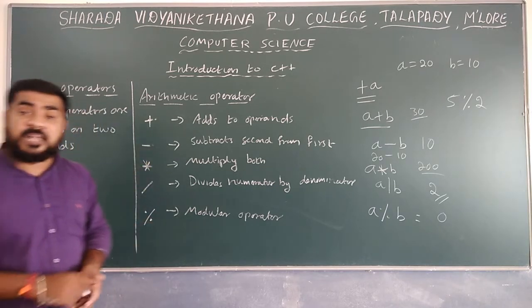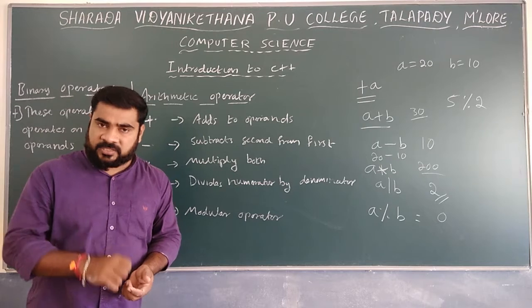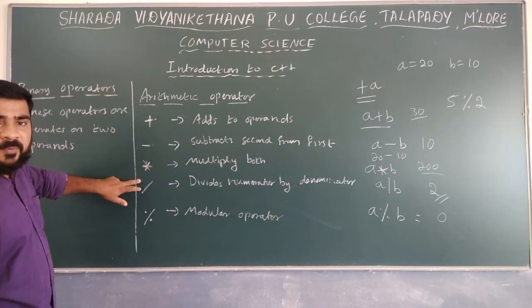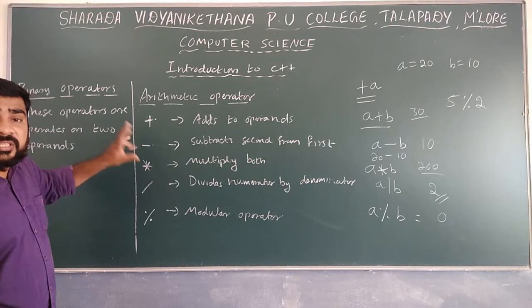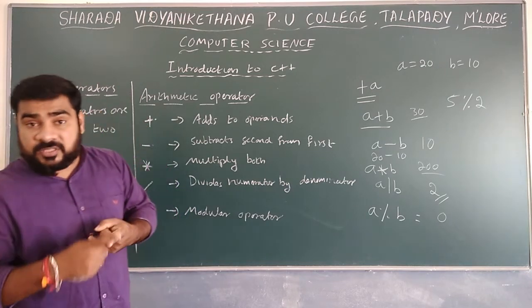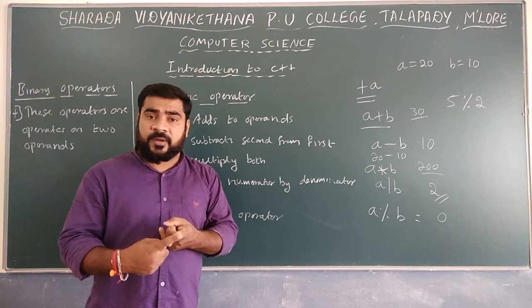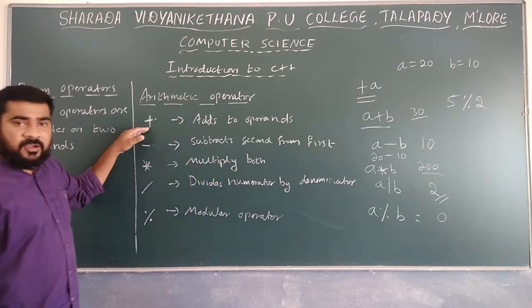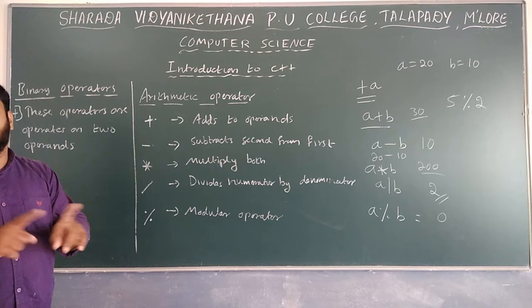So remember, plus, minus and multiplication are also unary operators. Plus means unary plus, unary minus and the pointer. Whenever you use it along with only one operand, that is known as a unary operator. But here, in case of arithmetic operators, we are using it along with 2 operands.